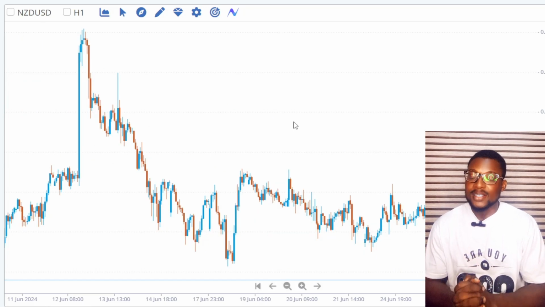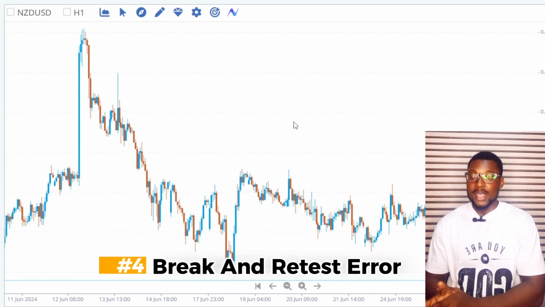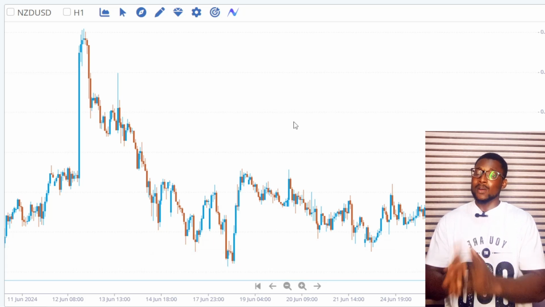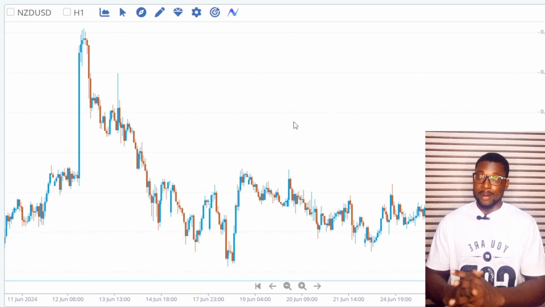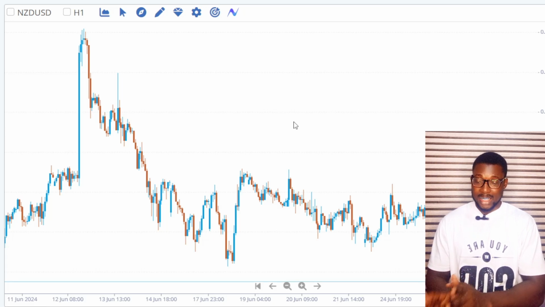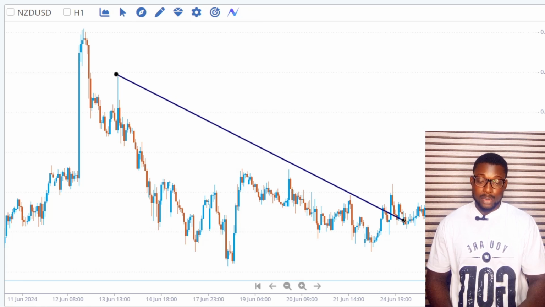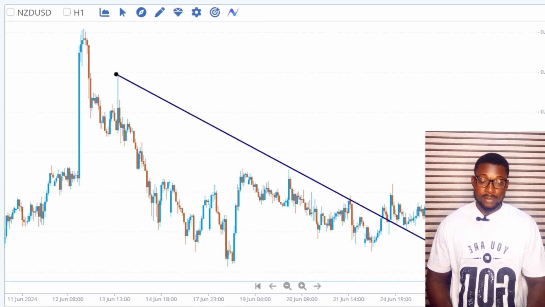So the next error on the list is what I call the break and retest error. The break and the retest error. A lot of traders also make this mistake, because it looks very easy to overlook if you do not know exactly how bad it is. So you may have a trend like this. Obviously, this is a downtrend, and let's say you have a trend line that looks like this. Probably you're looking at something like this.